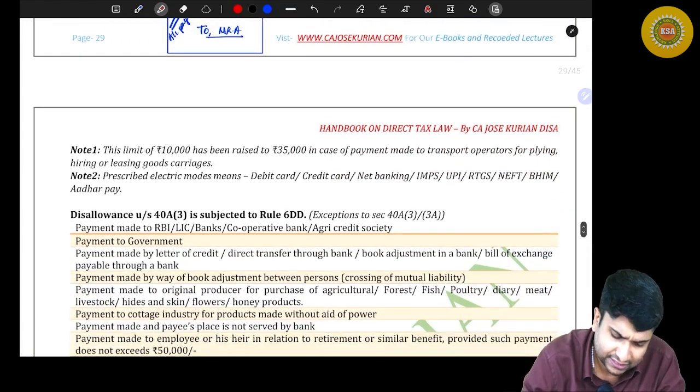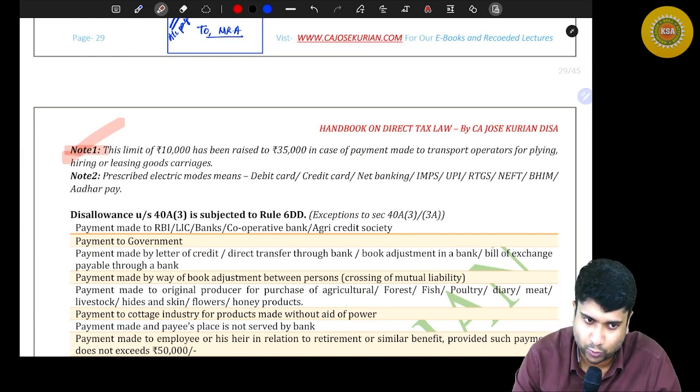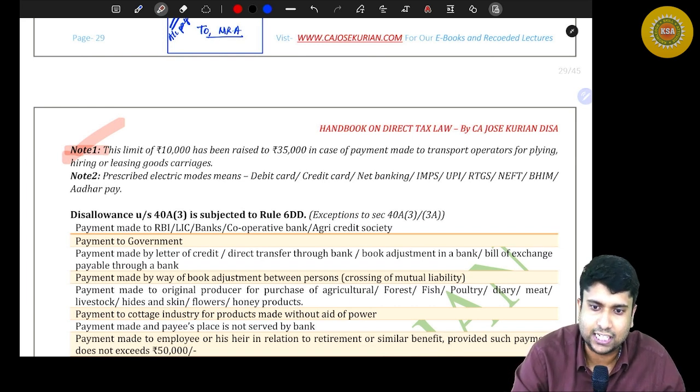Now, there are certain notes under this. Can you read note number 1? This limit of 10,000 has been raised to 35,000 in case the payment is made to a transport operator.